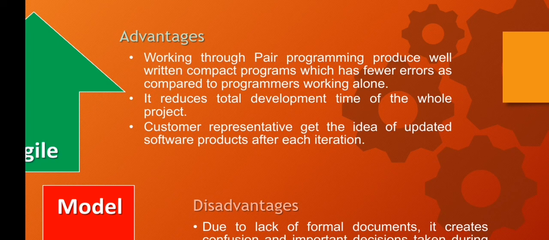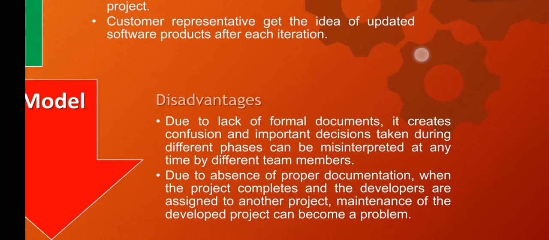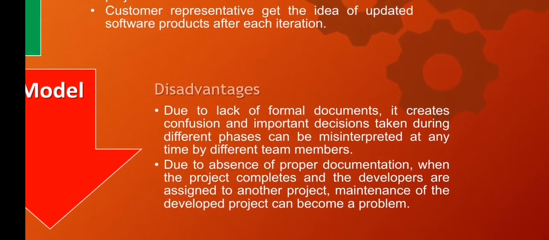Next, we go to the disadvantages of the agile model. First, due to lack of formal documents, as has been discussed earlier, the agile model focuses more on software deployment rather than comprehensive documentation. So it creates confusion, and important decisions taken during different phases can be misinterpreted at any time by different team members. That is one of the disadvantages.